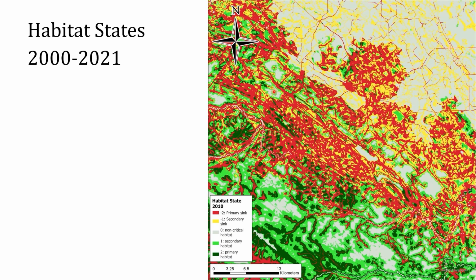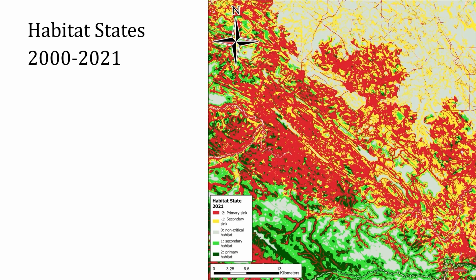However, when we move to 2010, we see that we now have increased our primary and secondary sinks significantly in this area and reduced their secondary and primary habitat. And this is mainly due to the addition of cut blocks and new roads in this area. Moving towards 2021, relating this again to our RSF and risk layers, we saw that we had a high amount of RSF in 2021 in this area, and also a very high amount of risk. Therefore, we now have a large primary sink with a fairly decent amount of secondary sink and very low secondary and primary habitat in this core area.